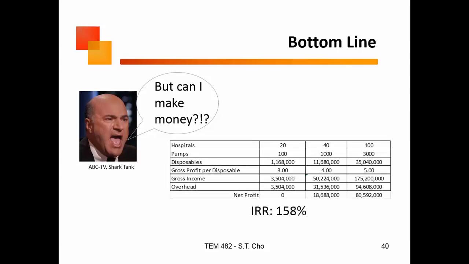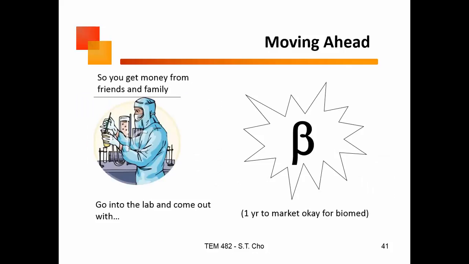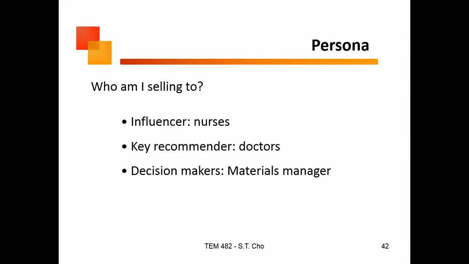In terms of making money, it has an IRR of 158%. I mean, this is where, yeah, you can make a boatload. And so if we wanted to go alone, we would have gotten money from family and friends. And it would take at least a year to get to market. And so who am I selling to? These are the people.